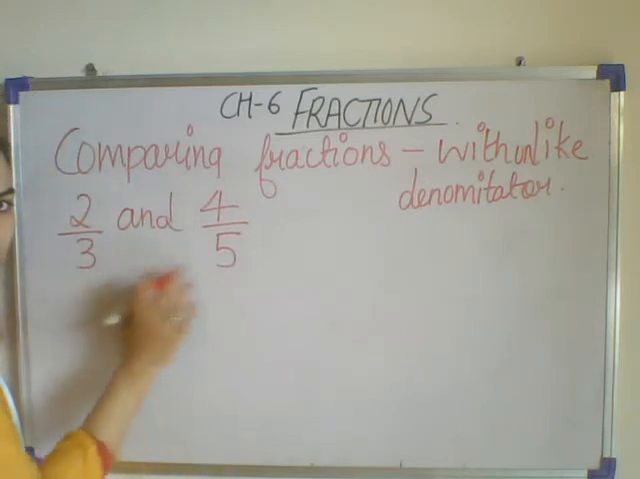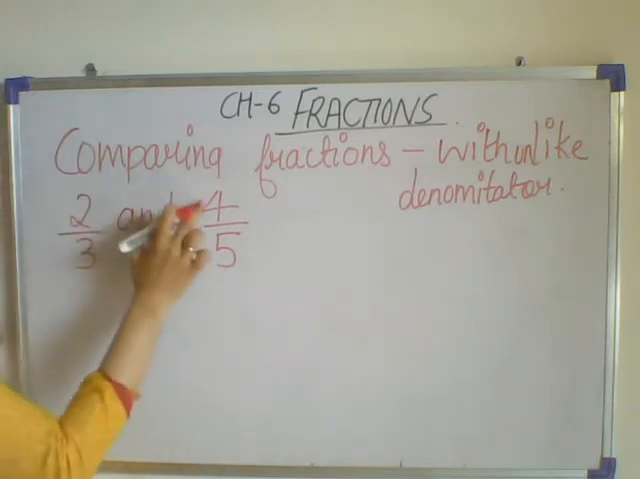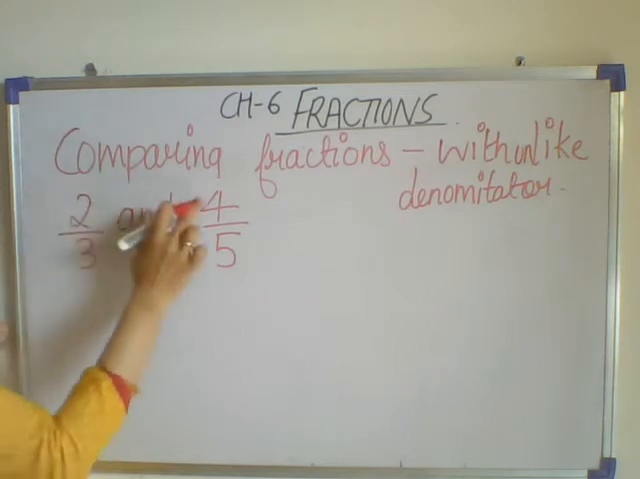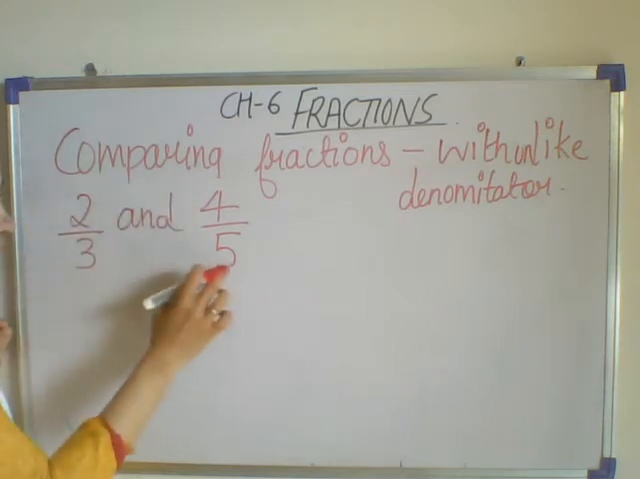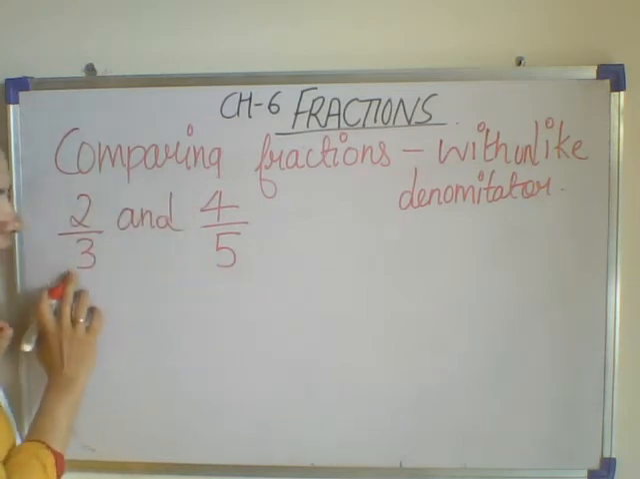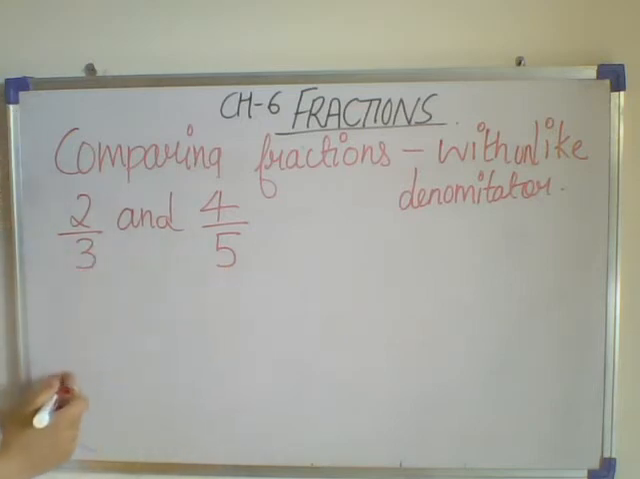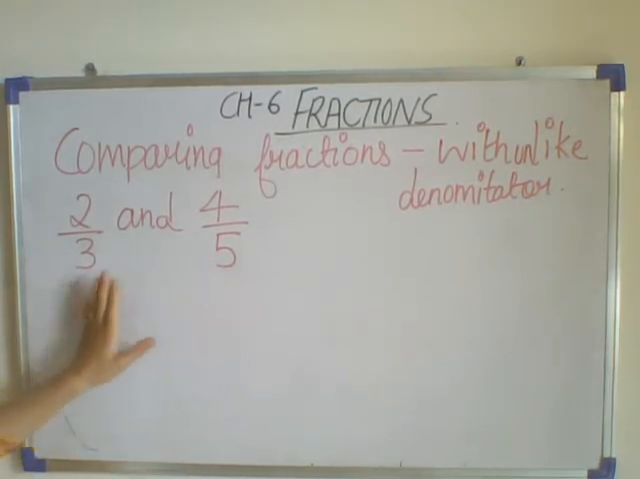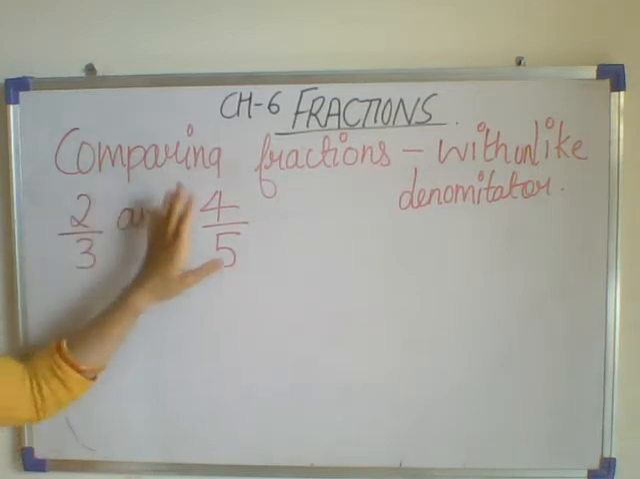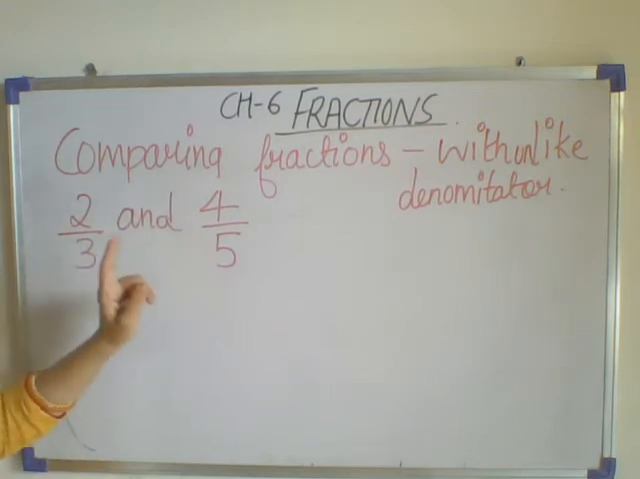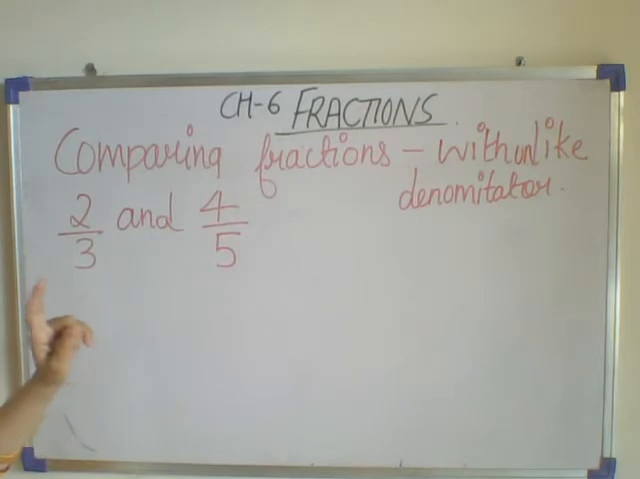Now look at these two fractions. Here the numerator is also different: here it is 2, here it is 4. And the denominator is also different: here it is 3, here it is 5. Then how will you compare these two fractions? First of all, the denominator should be common in both of them. To compare 2 by 3 and 4 by 5, we convert them to equivalent fractions having the same denominator.